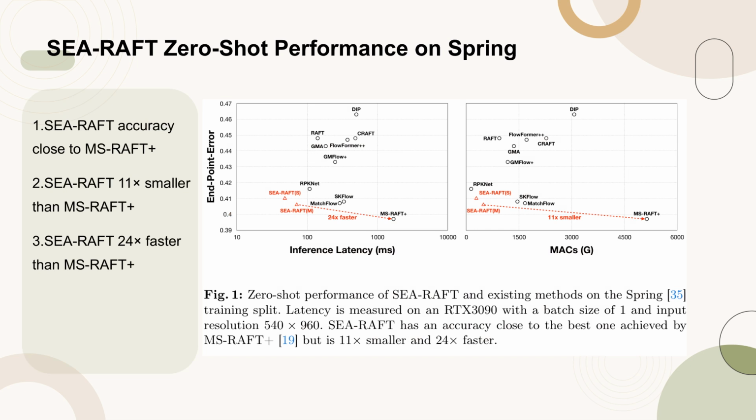Figure 1 presents the zero-shot performance of SEA-RAFT and other existing methods on the Spring training split. The latency is measured on an RTX 3090 with a batch size of 1 and an input resolution of 540 by 960. SEA-RAFT demonstrates an accuracy level close to the best achieved by MS-RAFT+, yet it is significantly more efficient. Specifically, SEA-RAFT is 11 times smaller in size and 24 times faster than MS-RAFT+. This performance highlights the efficiency and accuracy of SEA-RAFT in comparison to other state-of-the-art methods.